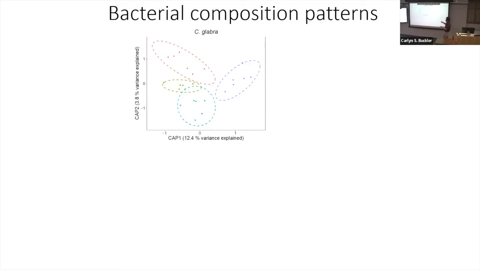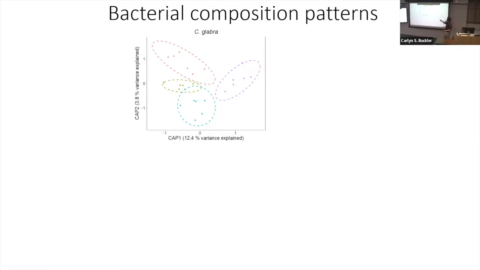And so what we're looking at here is an ordination, or a constrained analysis of principal coordinates. Each dot is a bacterial composition, or a microbiome, if you want to conceptualize it in that way. These dots are plotted based on how similar or dissimilar they are to another sample. So this gives us an idea of how similar or dissimilar these bacterial compositions are from each other.